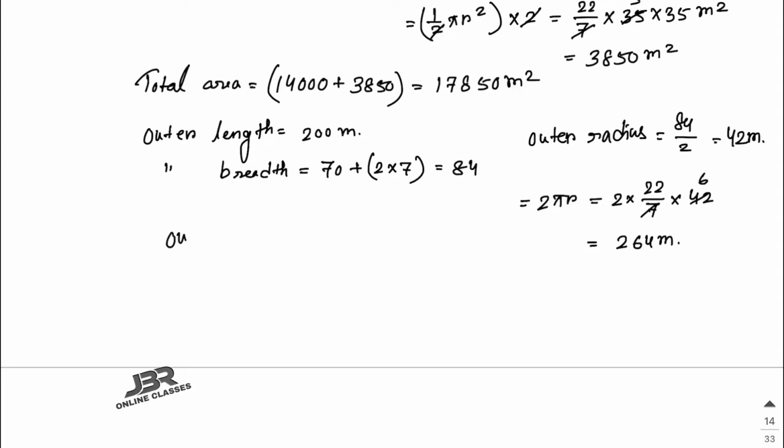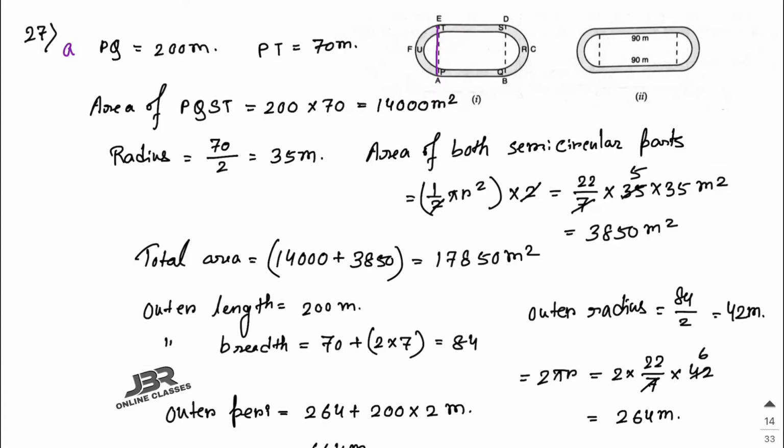Okay, so the outer perimeter equals 264 plus 200 into 2 meter. So that is 664 meter. Okay, 664 meter is the outer perimeter. It is 27(1). Now the next one, 27b.